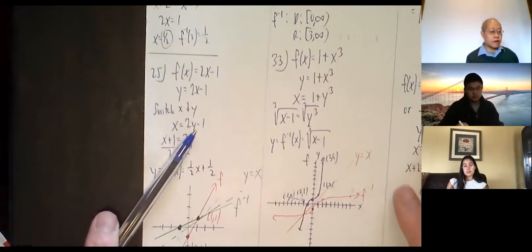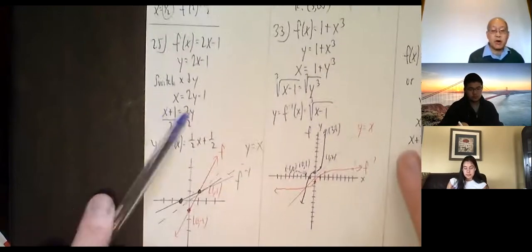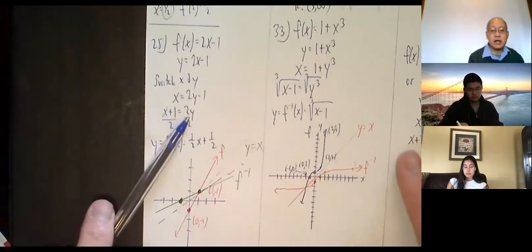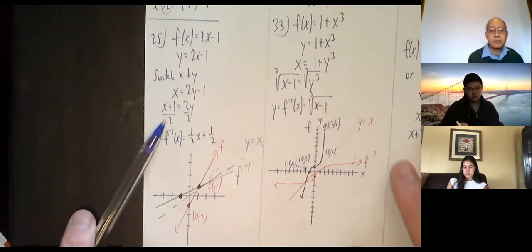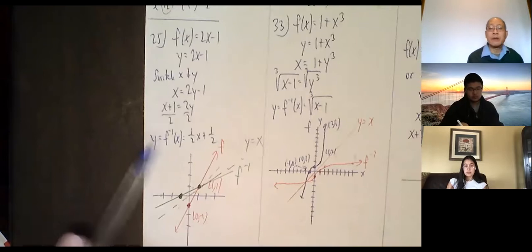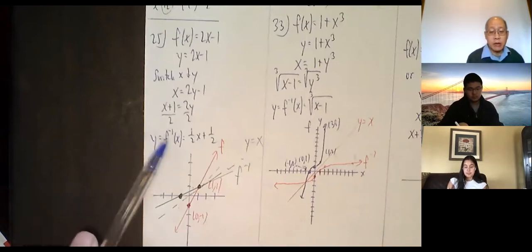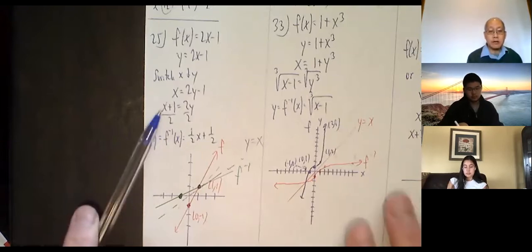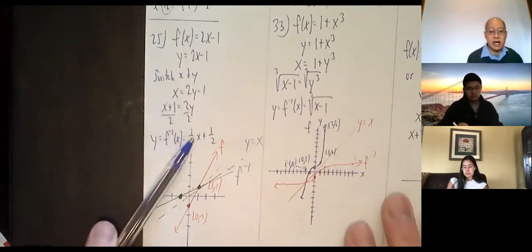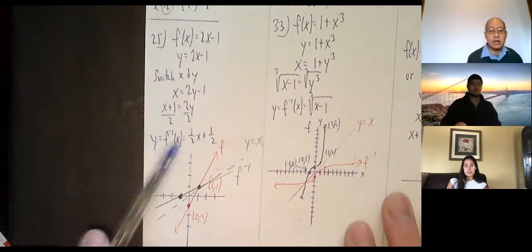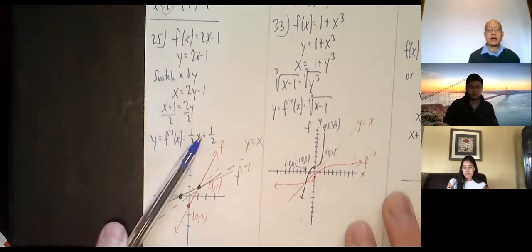Now just resolve again for y. Solve once again for y. Add 1, x plus 1 equals 2y. Divide by 2. And I've solved for y, but I want you to write this on the test. I want you to be able to write f inverse of x. I want you to see that notation. So divide by 2, you get a half x plus a half. So y equals f inverse of x equals 1/2 x plus 1/2.